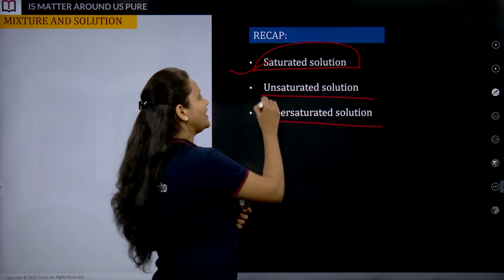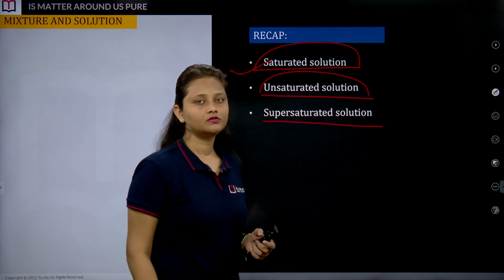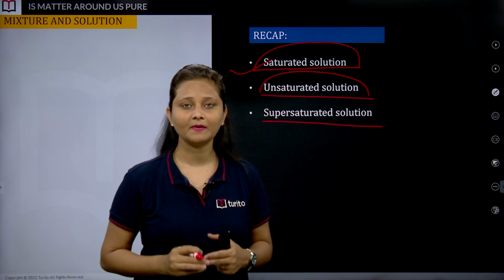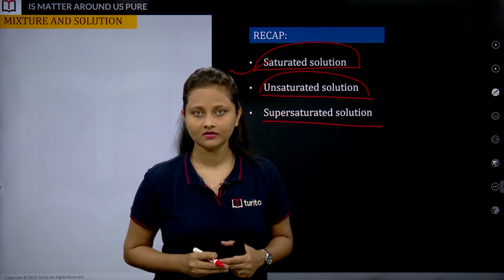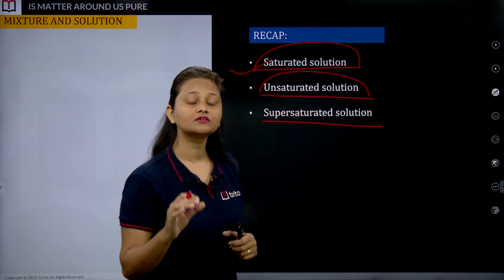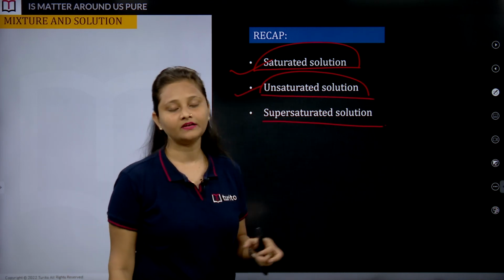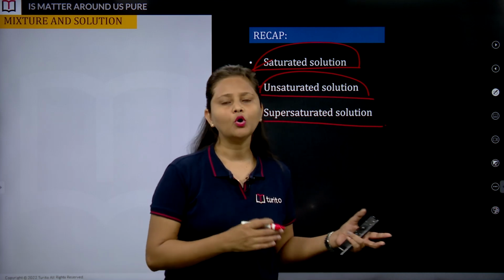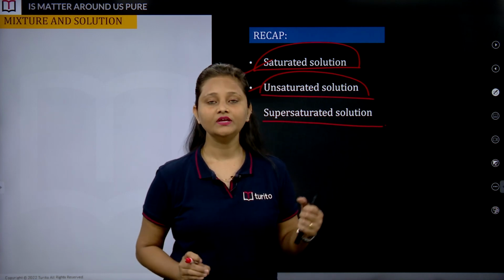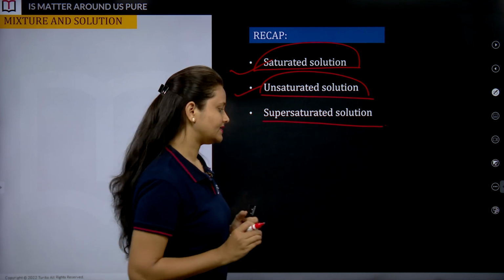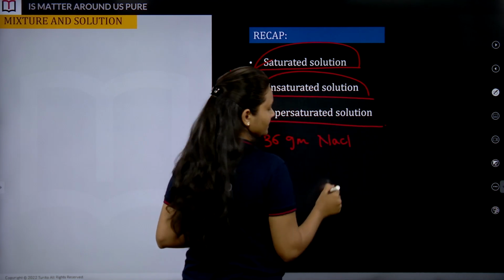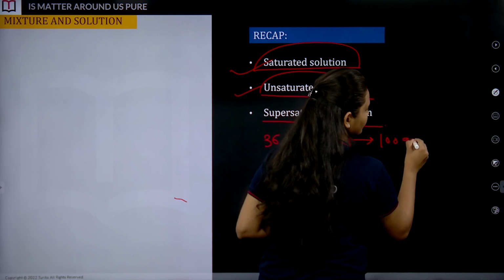Okay. Let's move ahead and talk about unsaturated solution. Suppose today there are only 20 students present in my class, but I know the class has the capacity to accommodate 30 students. That time I can say that the class is unsaturated. That means more students can come and sit. Likewise, in chemistry we have unsaturated solution. I have given you examples such as 36 gram of sodium chloride can get dissolved in 100 gram of water.